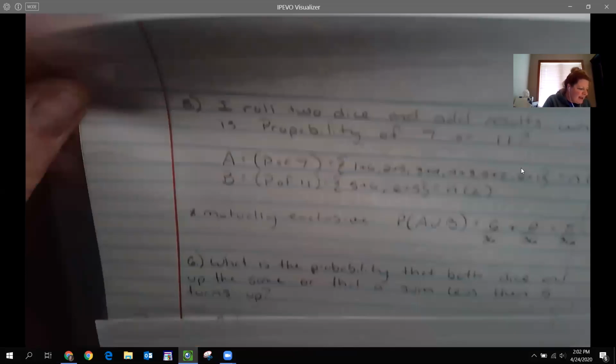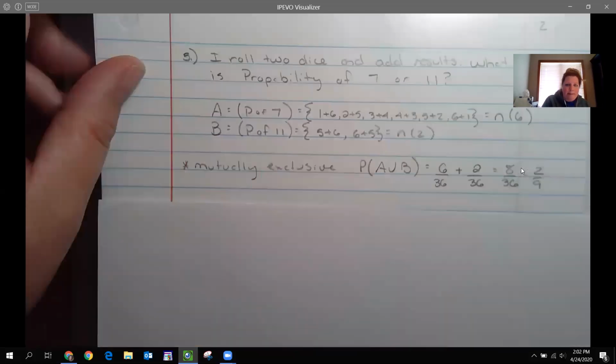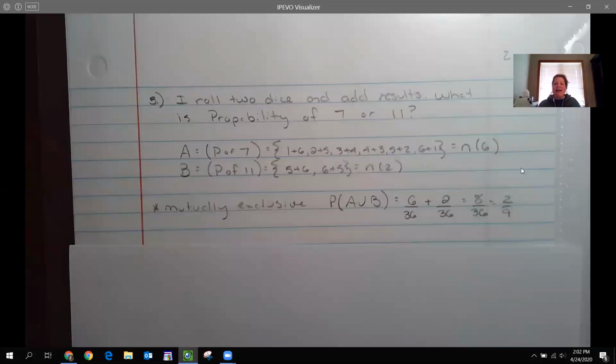Okay, so I roll 2 dice and I add my results. So I can get 2 through 12, because 1 plus 1 is 2, and then 6 plus 6 is 12. Okay, I roll 2 dice, I add the results. What is the probability of getting a 7 or an 11?